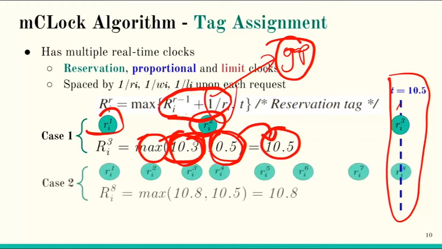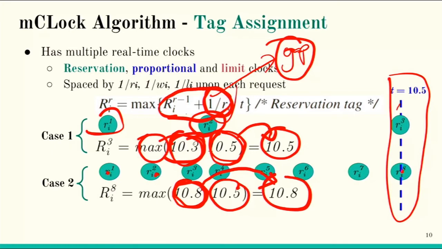In the second case, we have many requests. The first number is bigger because we have, for example, 1, 2 up to 8 gap intervals. So we have a bigger value here, and this value is bigger than the current time. So we choose this maximum, which is this number, and we output it.